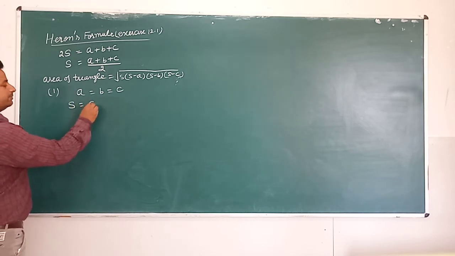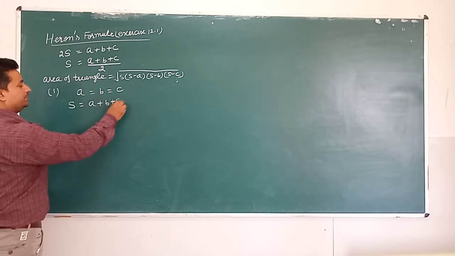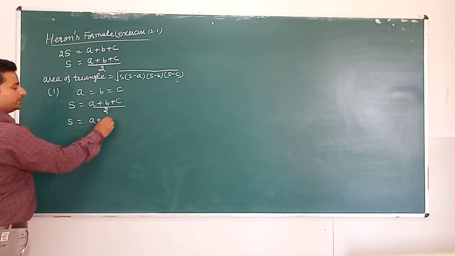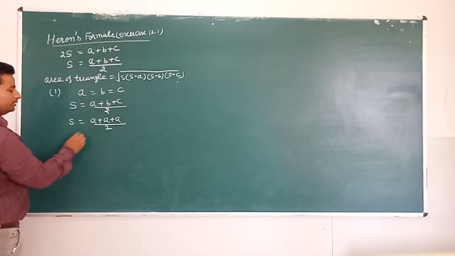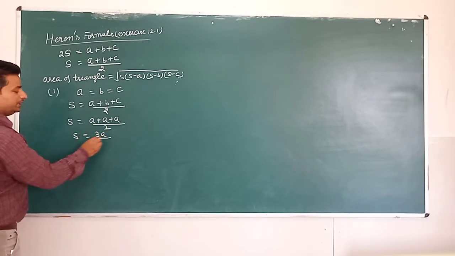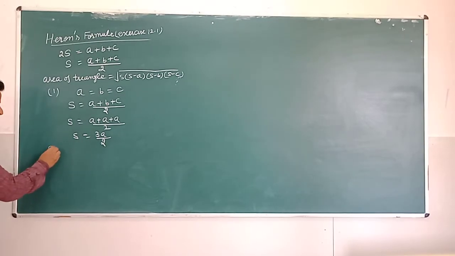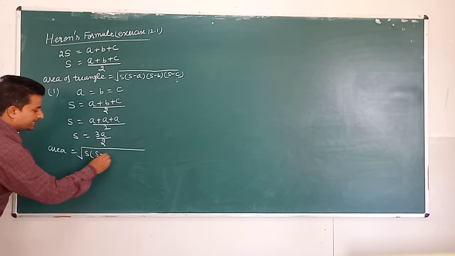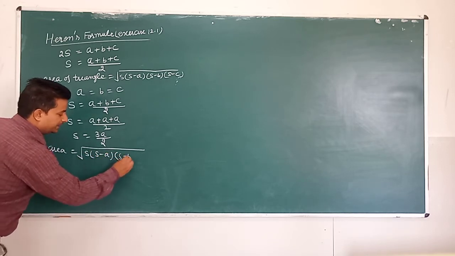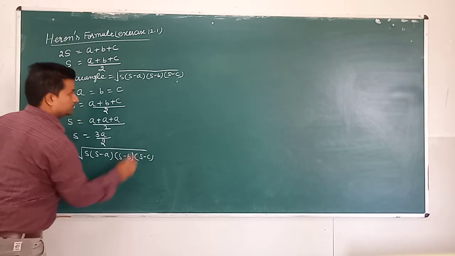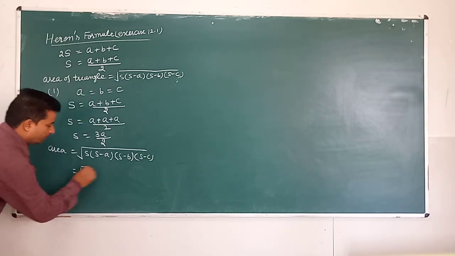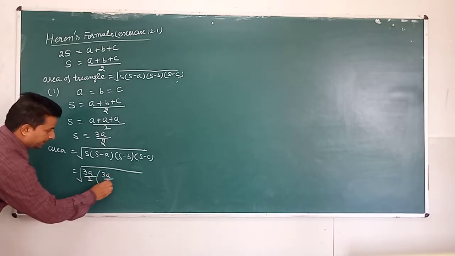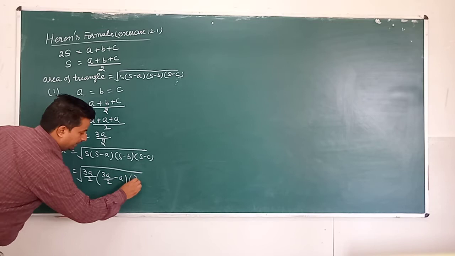First we find the semi-perimeter, which is (a + b + c) upon 2. For an equilateral triangle, all three sides are equal. This means s is 3a upon 2. And area is the square root of s(s − a)(s − b)(s − c). So we put the value of s, which is 3a upon 2.